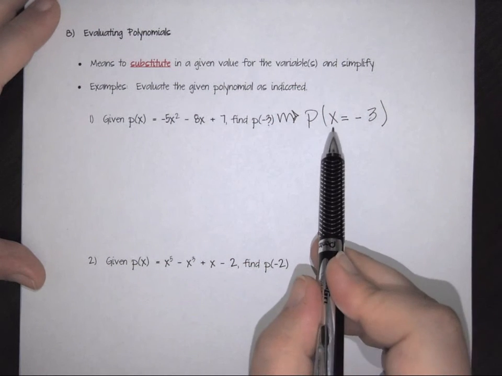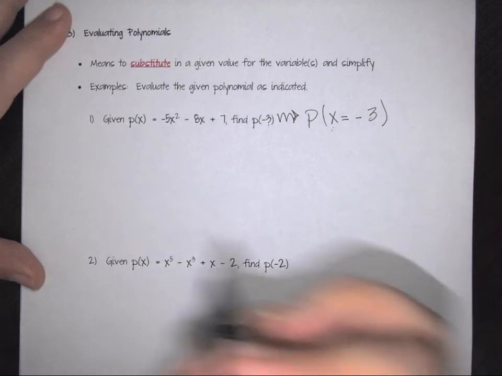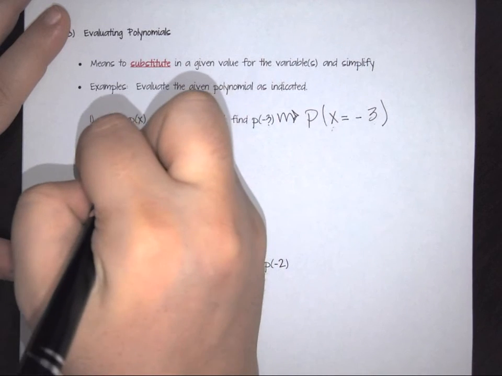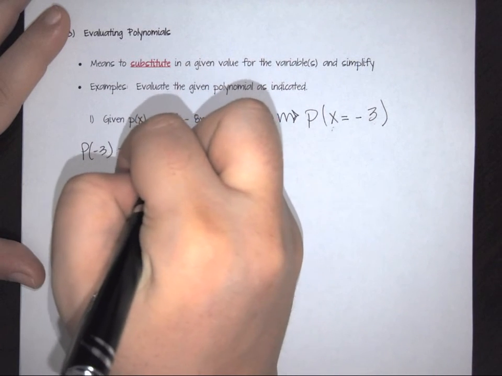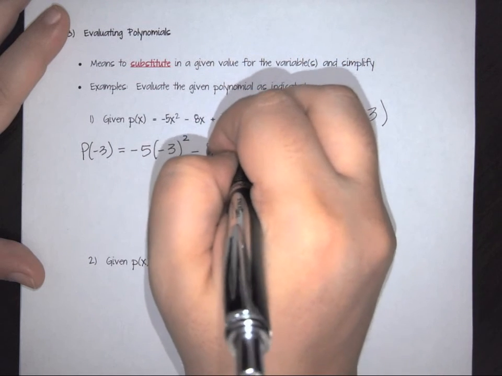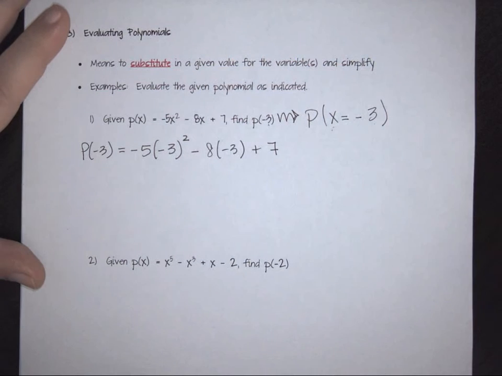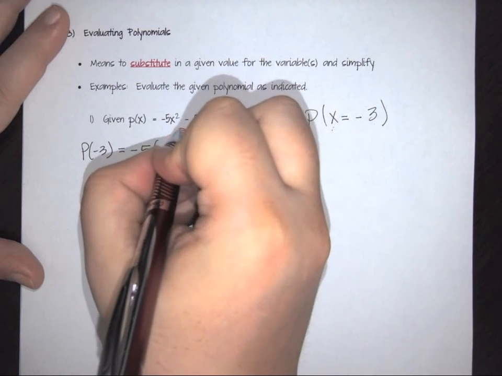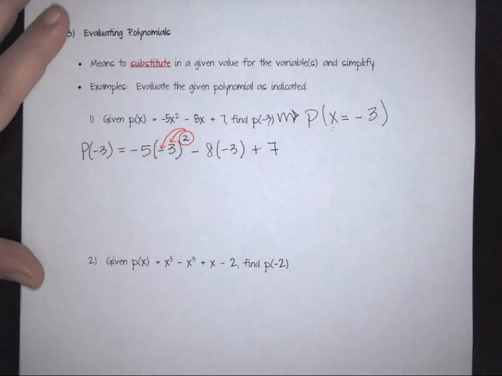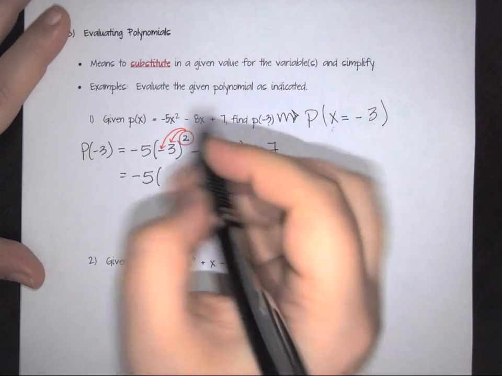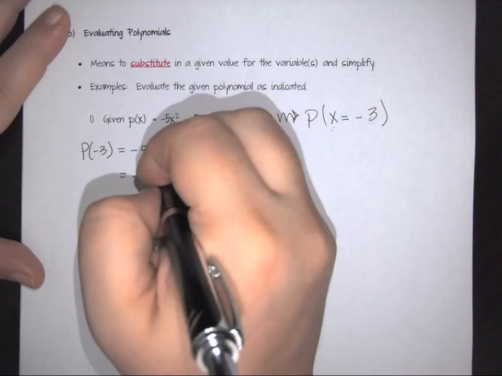So that says anywhere we have an x, we need to substitute my negative 3. So my p of negative 3 is going to be negative 5 times the negative 3 squared minus 8 times the negative 3 plus 7. The first thing we need to look at is we've got this square, which is going to affect not only the 3, but this negative as well. So here, this is going to be negative 5 times negative and negative is positive. 3 times 3 is 9.